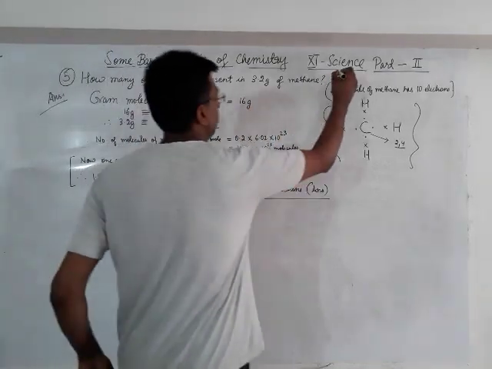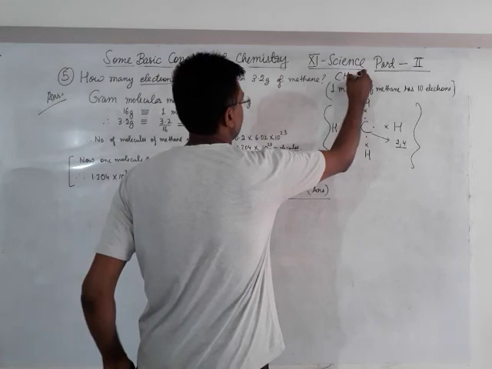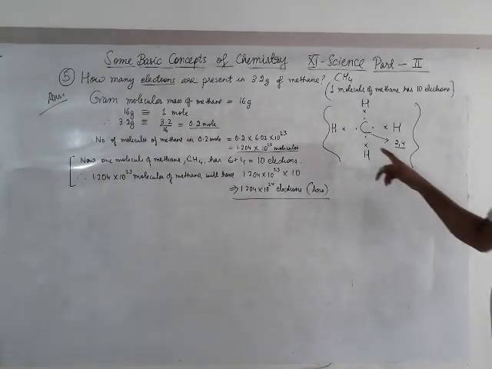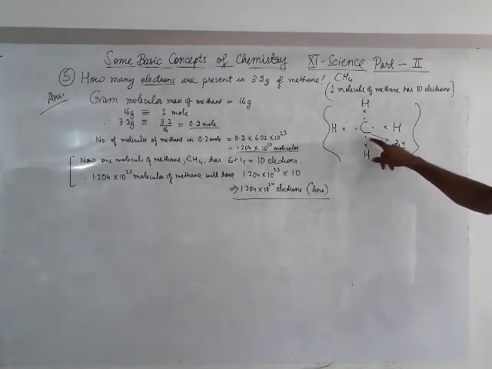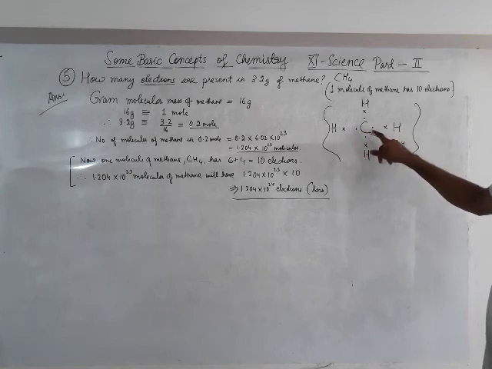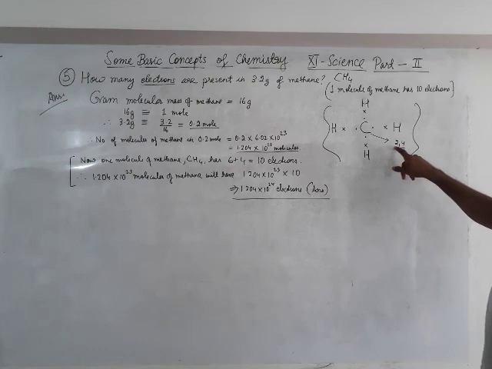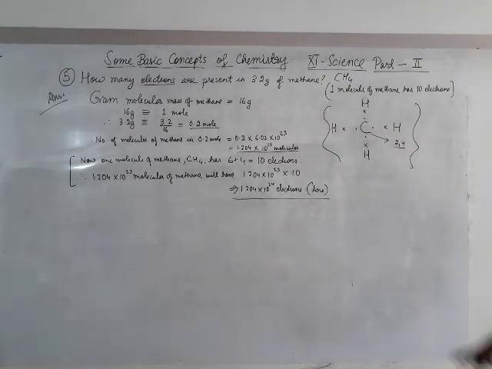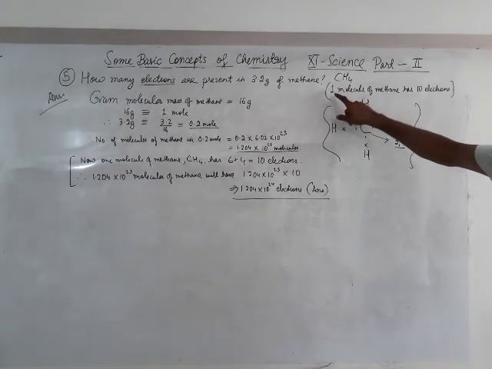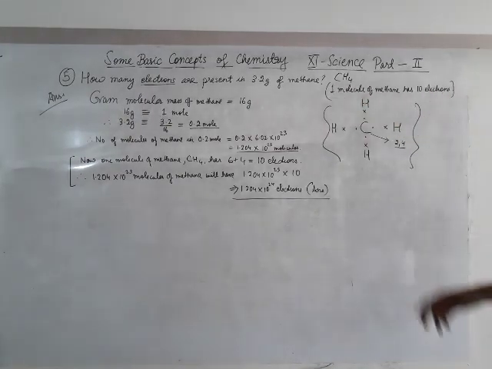You know, the methane molecular formula is CH4. If you draw the structural formula of methane, it becomes something like this. These four electrons are the electrons of carbon in the valence shell. Inside, in the inner shell, there are two more electrons. So, 4 plus 2 is 6, plus 1, 2, 3, 4 from hydrogen. There are altogether 10 electrons in one molecule of methane. Hence, we can say one molecule of methane has 10 electrons.